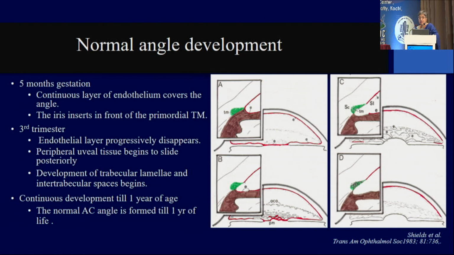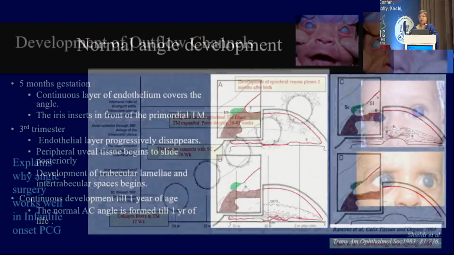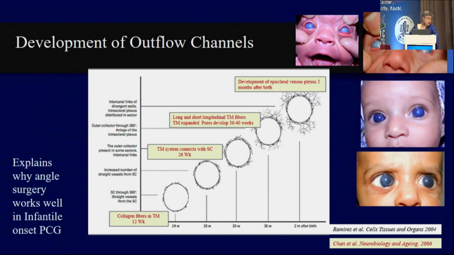And then in the third trimester, the endothelial layer progressively disappears. It starts receding, and then the peripheral uveal tissue begins to slide back, and development of the trabecular lamellae and intertrabecular spaces begins. So here, this is the trabecular lamellae and intertrabecular spaces. But remember, there is continuous development of this trabecular meshwork till almost a year of age, and the normal AC angle is only formed then. The clinical significance of this would be in the fact that early lens extractions, because the lens, remember, is a regulator of trabecular meshwork dysgenesis.